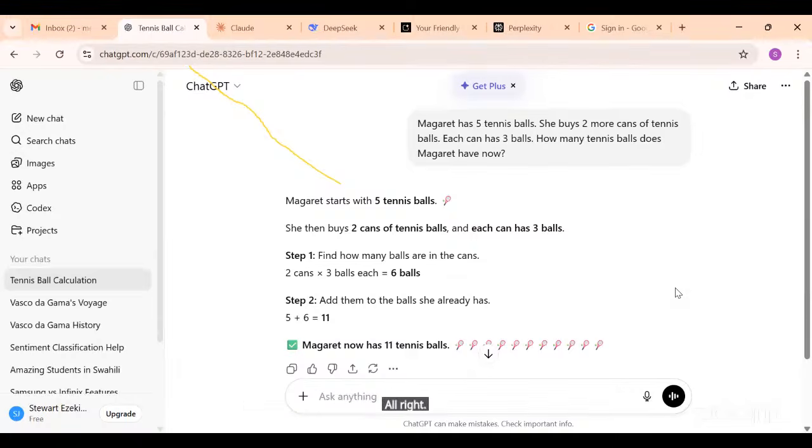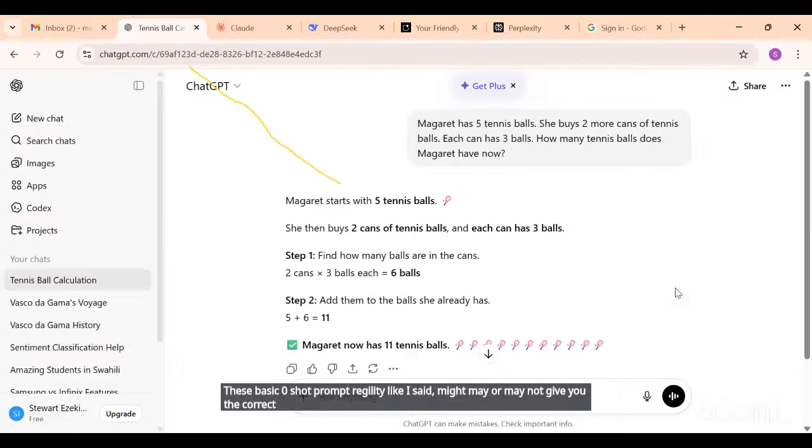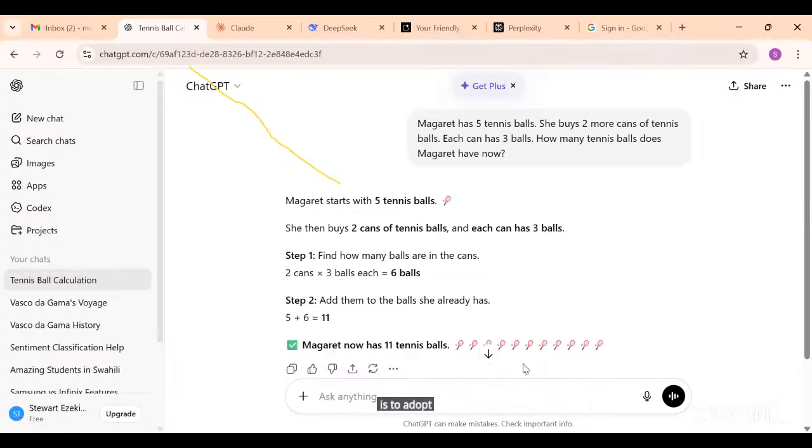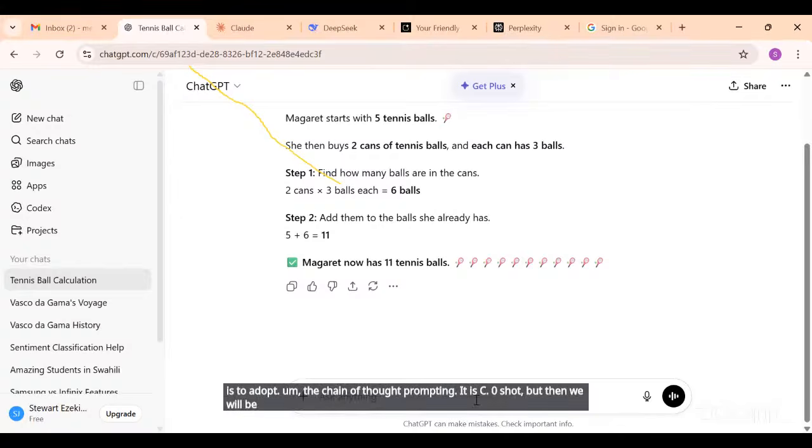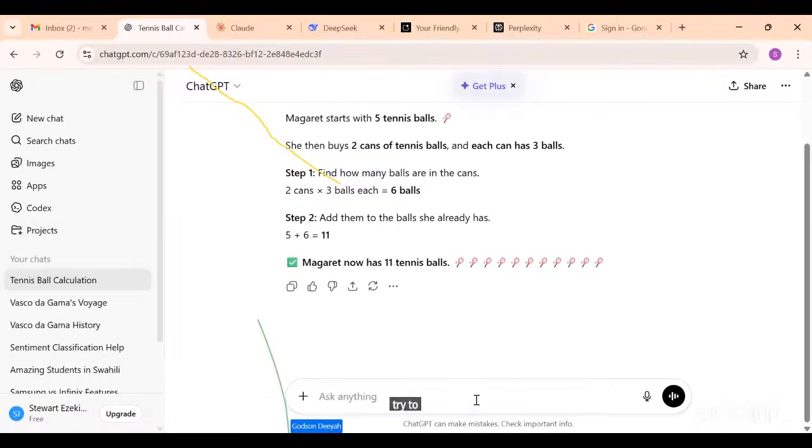This basic zero-shot prompt you just did, like I said, may or may not give you the correct answer because you have different steps. So the best thing is to adopt chain of thought prompting. It is still zero-shot, but then we will be able to try to reason something entirely different.